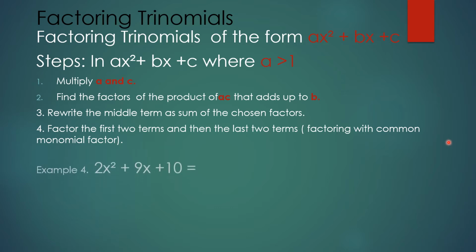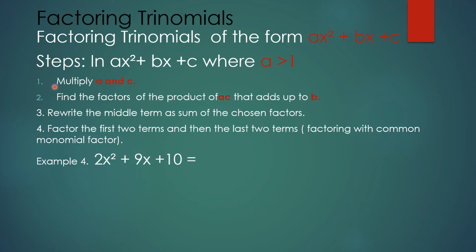So ito muna yung example natin. 2x squared plus 9x plus 10. So the value of a is 2. Hindi na siya 1 kagaya kanina. And then the b is still here, so that's 9. And the value of c is 10.